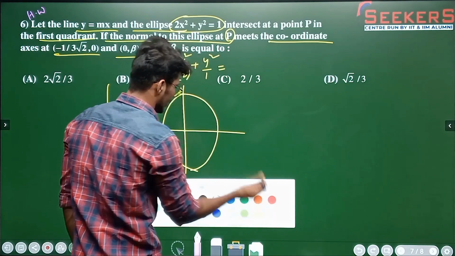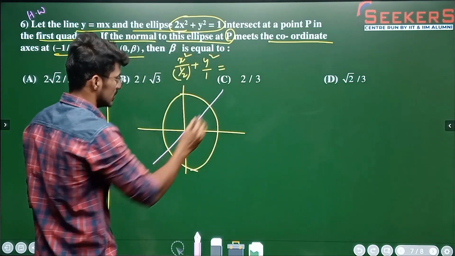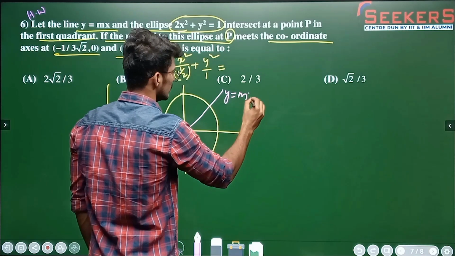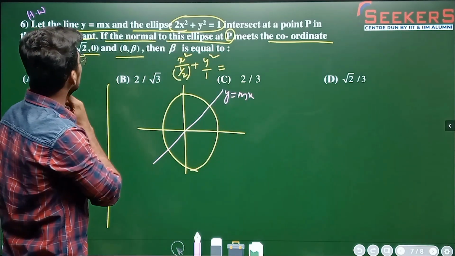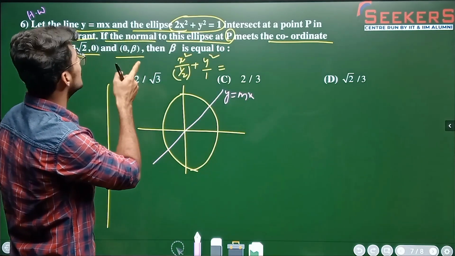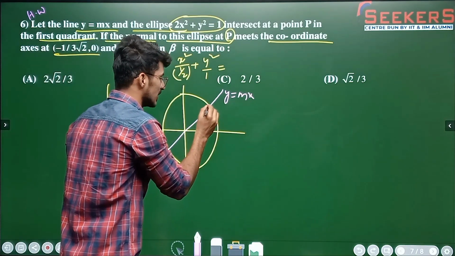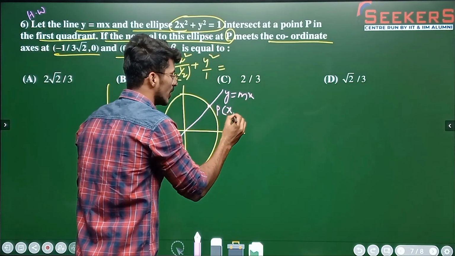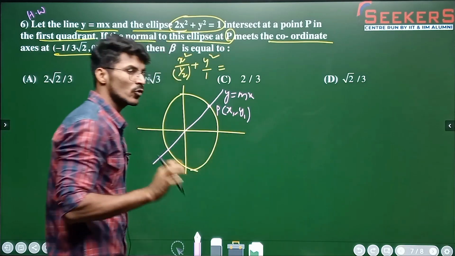Then I'll use this pink color, okay. This is the y is equal to mx line, and the ellipse intersects it at the point P. These two are intersecting at point P. I don't know the coordinates of point P, let us say x1 comma y1.